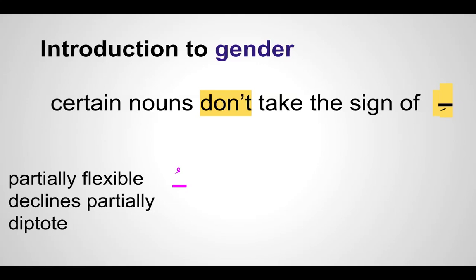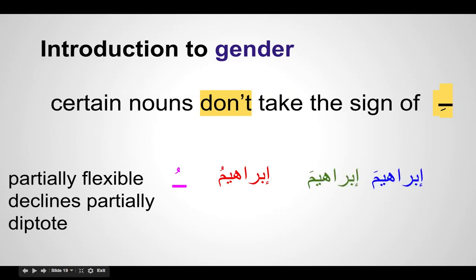I'll give you some very famous examples, so easy to remember. If I say Ibrahimu, naturally it's not Ibrahimun, not like Muhammadun. Muhammadun will be Muhammadun, Muhammadan, Muhammadin. But Ibrahimu will be Ibrahima and Ibrahima. It will not take a kasra because naturally in its form it's called single dhamma. Another example, Ismailu, Ismaila and Ismaila.